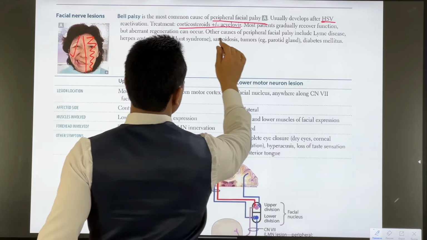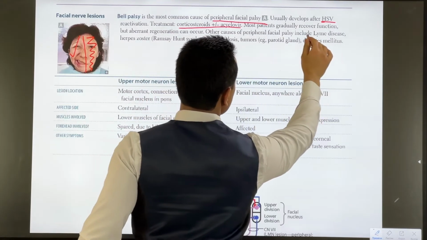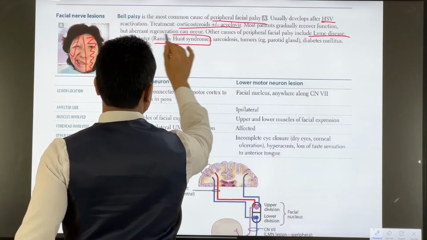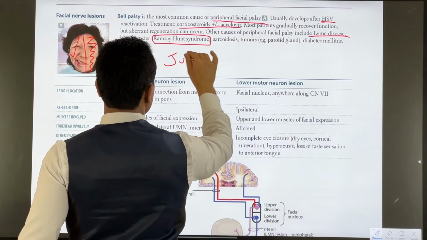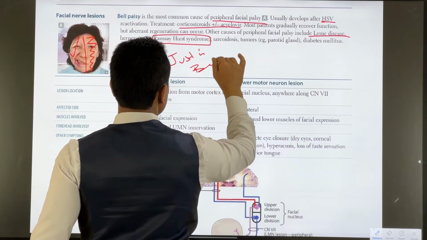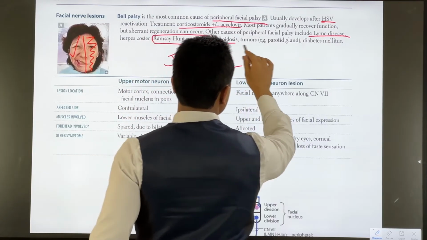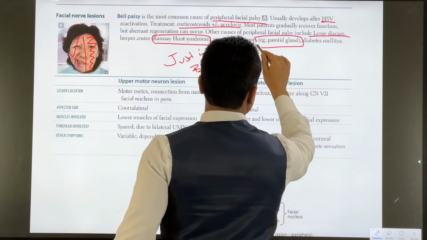But other causes of peripheral nerve palsy include Lyme disease. Yes, this is another cause of this palsy. Another is Ramsay-Hunt syndrome. This is what I was telling you about Justin Bieber. He was basically having Ramsay-Hunt syndrome, so he also had facial palsy. Or sarcoidosis, tumors like parotid gland tumors also lead to this palsy.